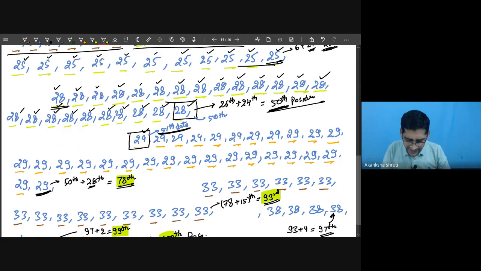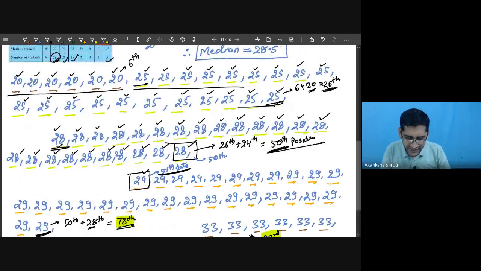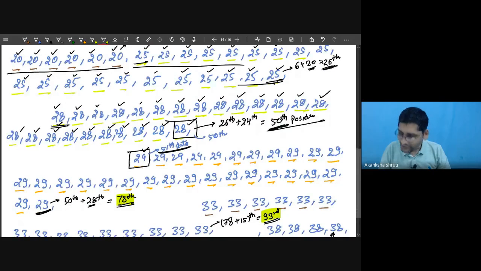Means this 78 is including your 29 as well as 28 as well as 25 as well as 20. It means it is addition of all the previous frequencies, means addition of all the frequencies for the previous data or previous group of data. That is called cumulative frequency. So it is cumulative frequency up to data 29.